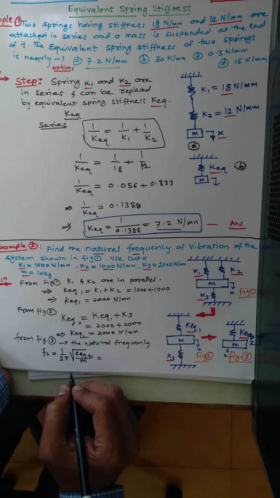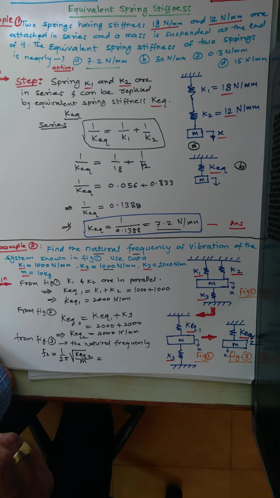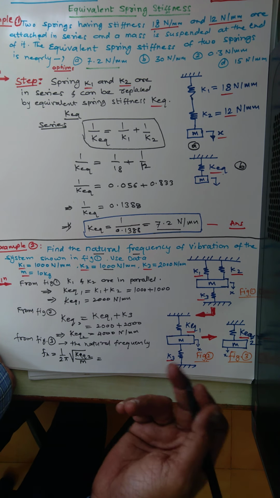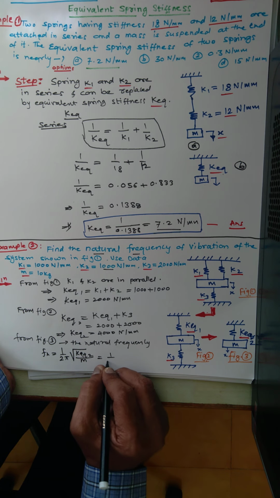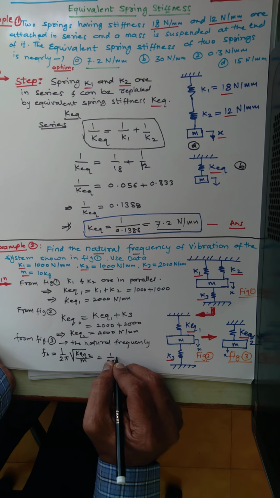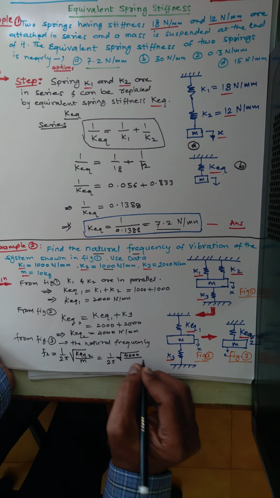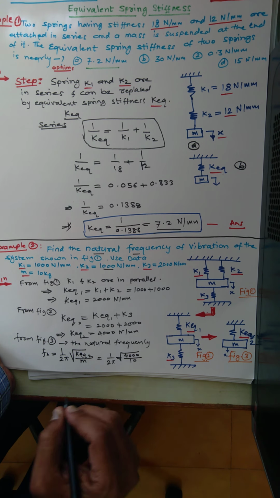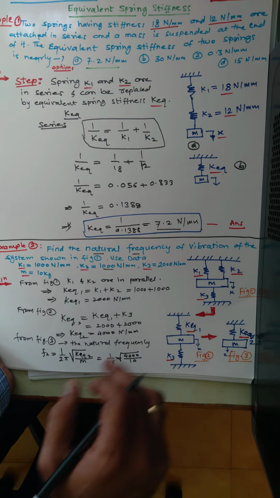Under root of K equivalent by m, 1 by 2 pi root of K by m is the actual formula, but in this numerical we have written it like this: 1 upon 2 pi times root of 4000. K equivalent is 4000 in the numerator, and 10 in the denominator, where 10 is the mass m.